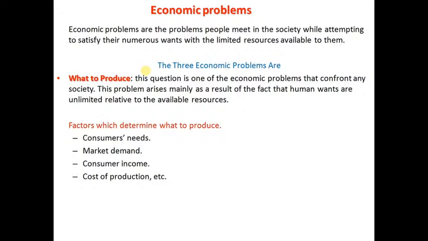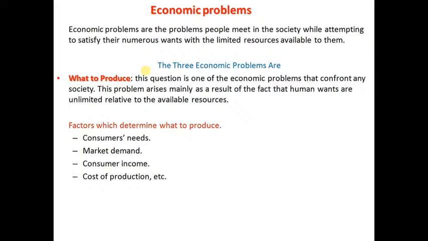This question is one of the economic problems that confront any society. This problem arises mainly as a result of the fact that human wants are unlimited relative to the available resources. Because there are plenty human wants, you need to choose the one to take care of. And that's why you ask yourself, what products do I produce in order to take care of the human want that is more pressing? Because you cannot take care of all their problems.